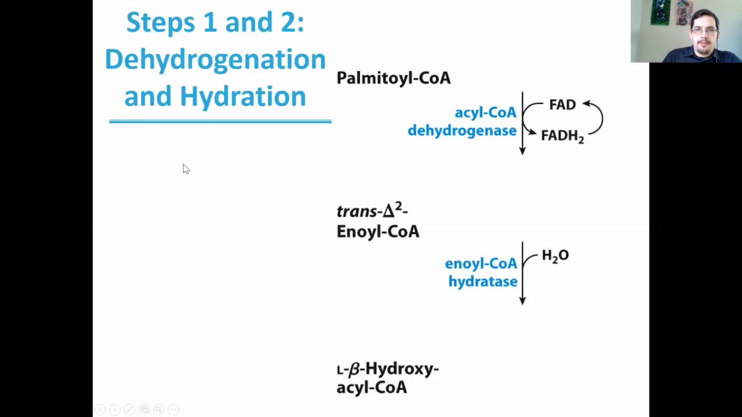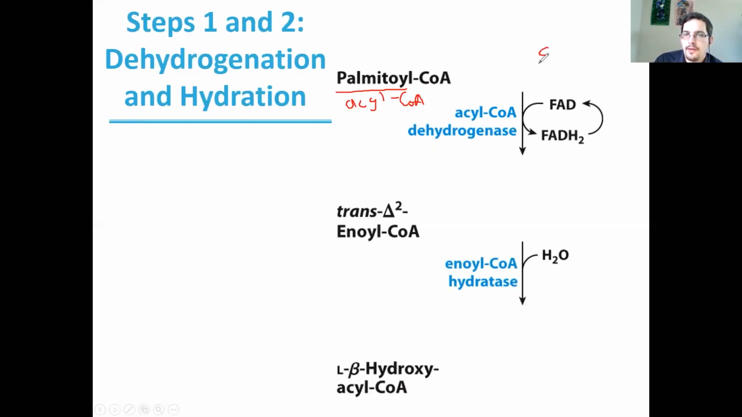Let's look at how that happens. So we start off with our palmitoyl-CoA, so our fatty acyl-CoA. This could be any fatty acid. It doesn't have to be palmitoyl. So this can just be generically referred to as an acyl-CoA. Palmitoyl is the 16 carbon, which of course, again, is the most common, but yeah, it could be any one.